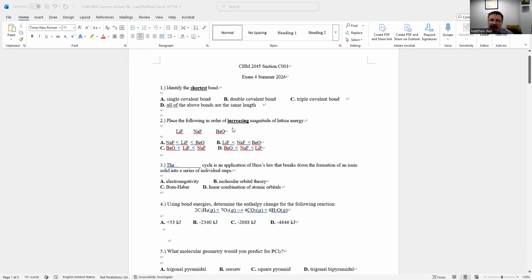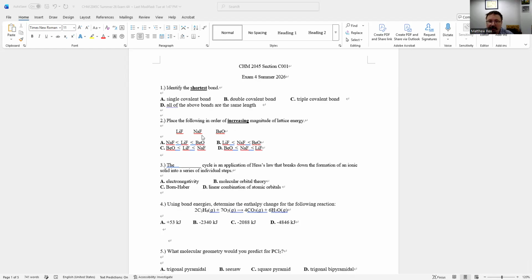Place the following in order of increasing magnitude of lattice energy. So for lattice energy, we're looking for two things. I'm looking at the size of the ions involved and the magnitude of the charge of the ions involved. Charge is usually going to have a much greater effect. So with beryllium oxide, the charge on beryllium is 2+, the charge on oxide is -2. For lithium fluoride, it's +1, -1, and sodium fluoride, it's +1, -1. So beryllium oxide, based on all that, should be the greatest. So right off the bat, we can see only A or B would be an option.